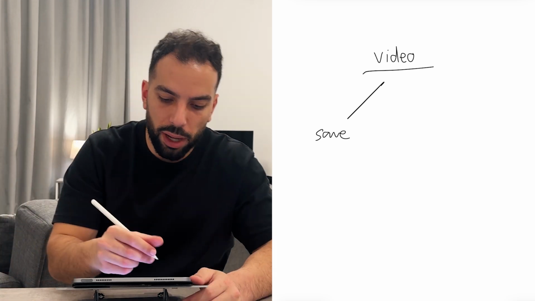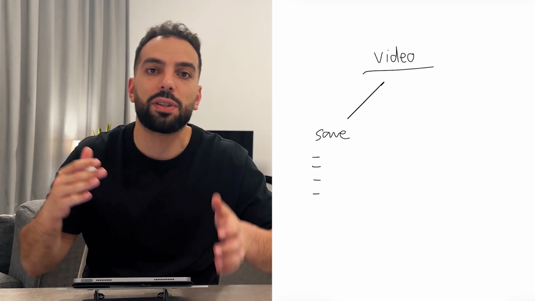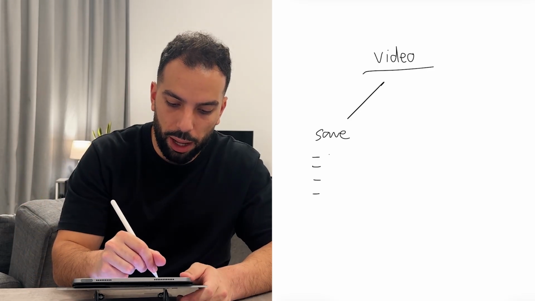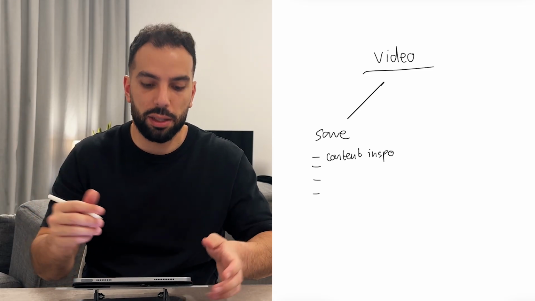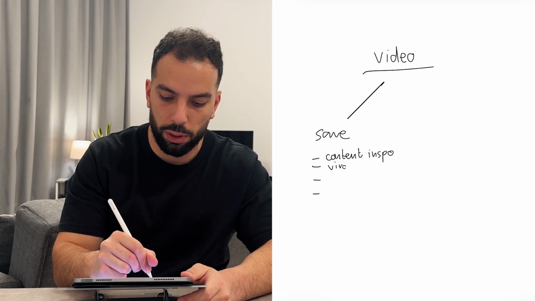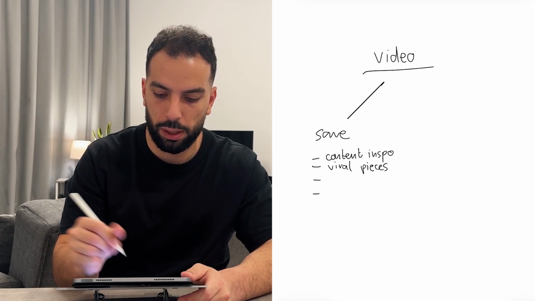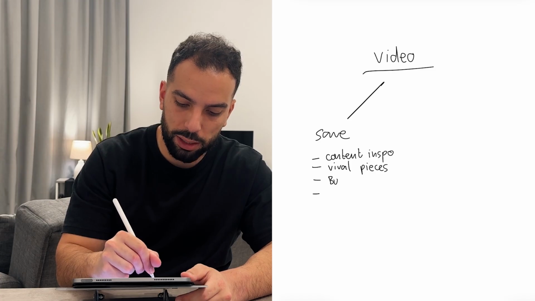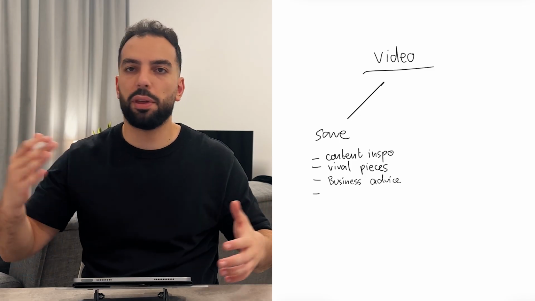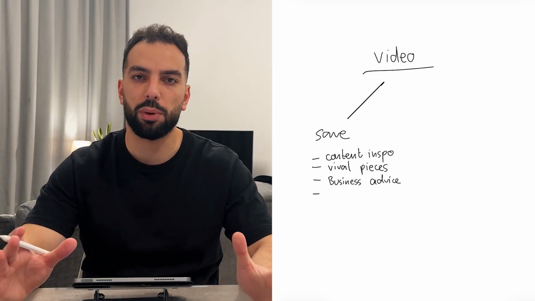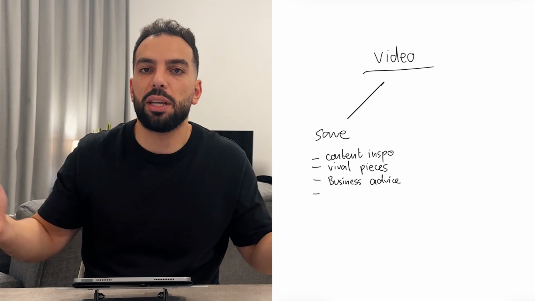Now, in that saved area, you're going to want to have different types of collections. You can have something like content inspiration. You can have things like viral pieces. I have one, for example, that is business advice. And then you can have a fourth, a fifth, however many you want. Keep it probably to around 3 or 4, and then put them essentially into content buckets. So now when you're scrolling on social media and you see a video that you like and you watch it, you will save it. From the save, you'll put it into the relevant content bucket.